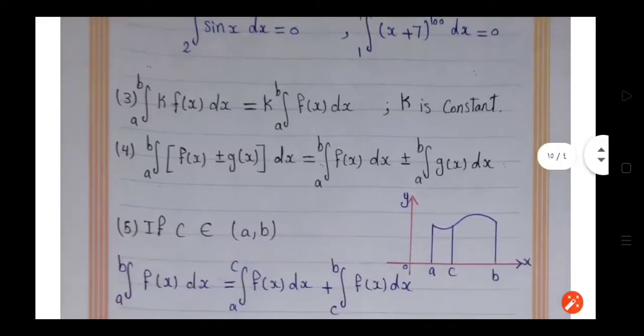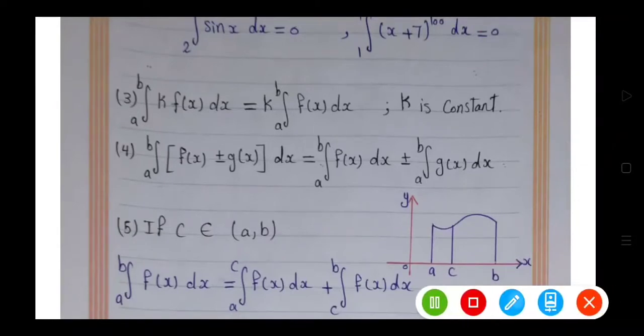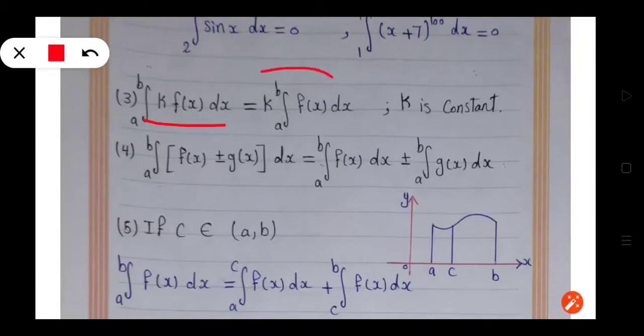Number 3. If we have a constant k in the integration, we can put the constant k outside the integration, do the integration, find the value of the integration, and substitute with upper and lower limits directly. Number 4. If we have the sum or difference between two functions, then we can write it as the definite integral of the first function, positive or negative, definite integral from a to b of the second function.